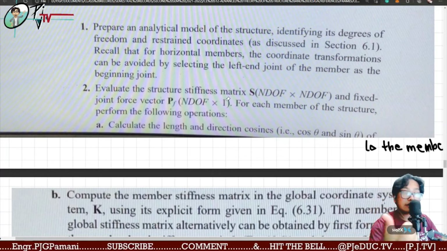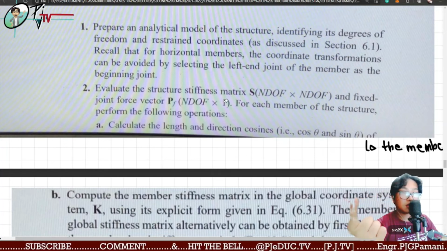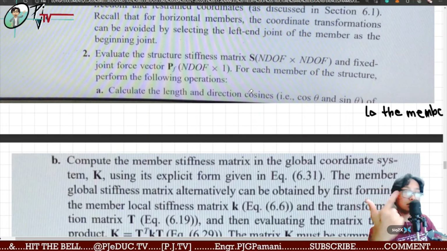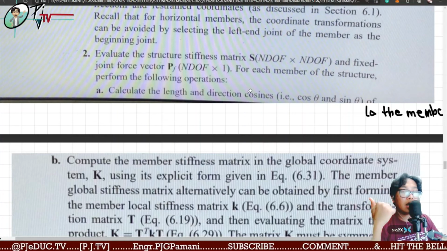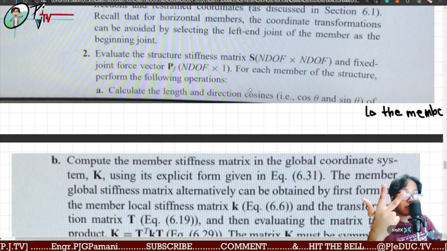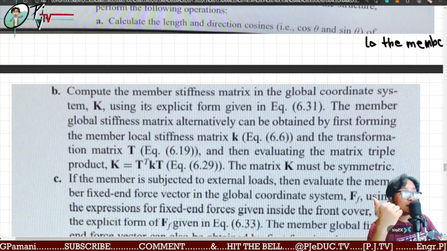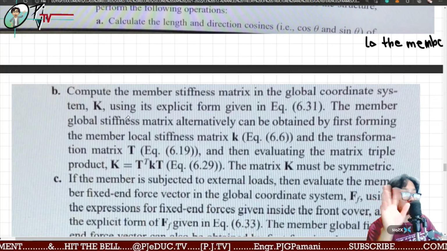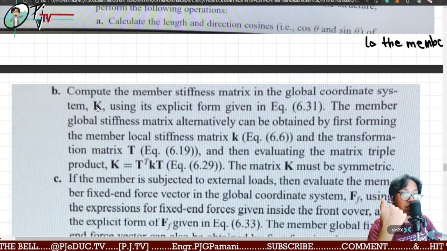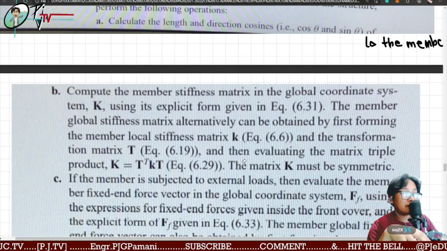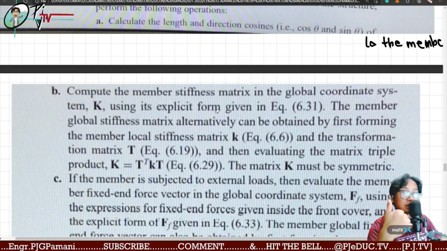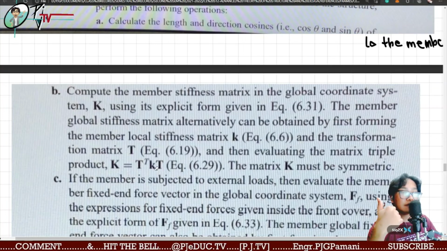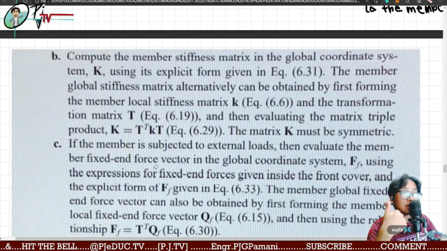So identify the local stiffness matrix, the transformation matrix, and the global stiffness matrix. Calculate the length, the direction cosines and sines to compute for the transformation and the local as well as the global. Then compute the member stiffness matrix in its global coordinate system. Here, capital K was used for the global stiffness, but let's just use the variables I gave you. More or less, they're just the same. The global stiffness matrix is basically the product of the transpose of the transformation matrix times the local stiffness matrix times the transformation matrix of such member.